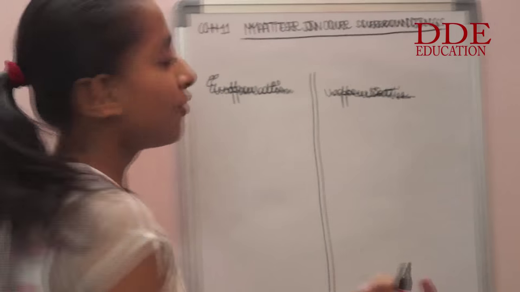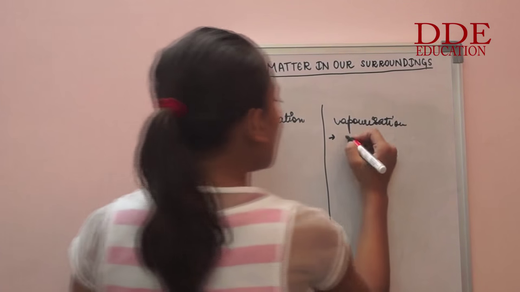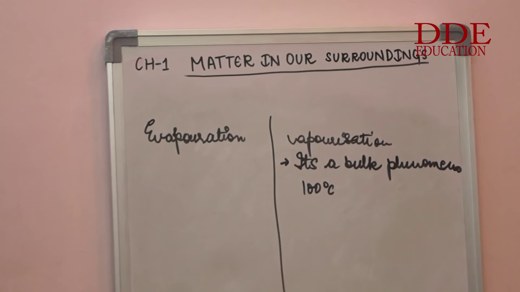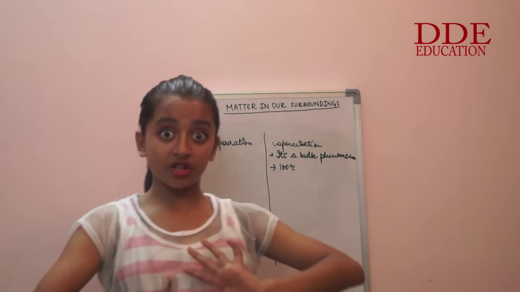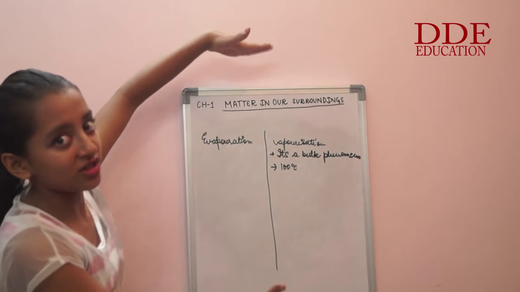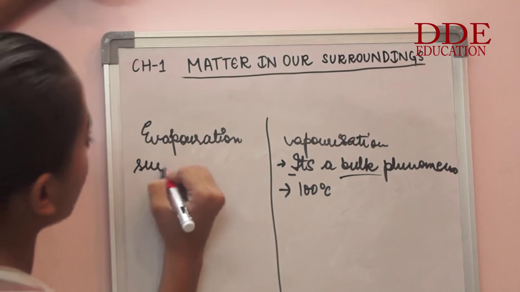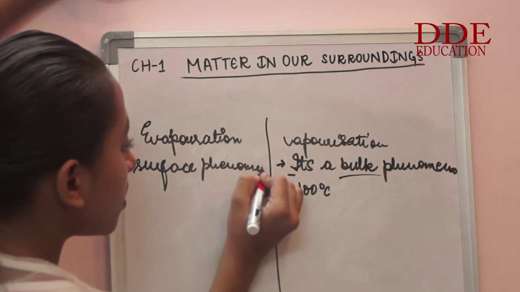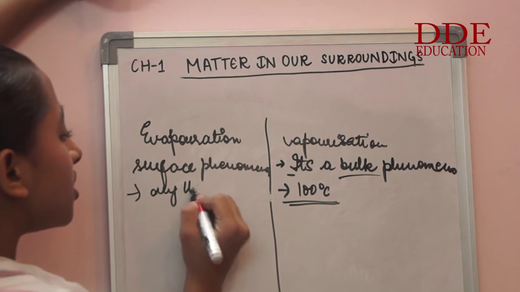Evaporation. First let's take up vaporization, because you all know about vaporization. It's a bulk phenomenon. It can happen only at 100 degrees Celsius, isn't it? That's what we learned about this. Now, I'll explain evaporation in context to vaporization so that you understand better. Vaporization is a bulk phenomenon, while evaporation is a surface phenomenon. And if vaporization can happen only at 100 degrees, evaporation can happen at any temperature.